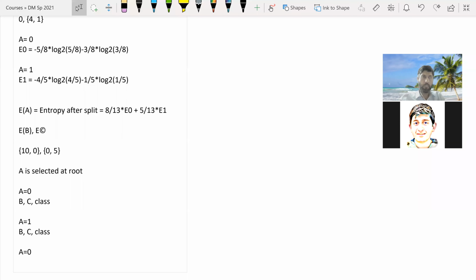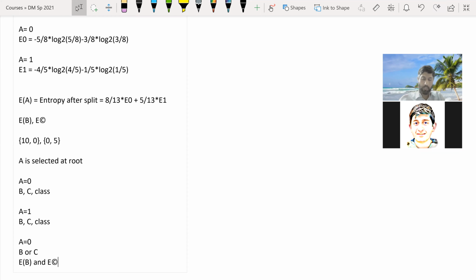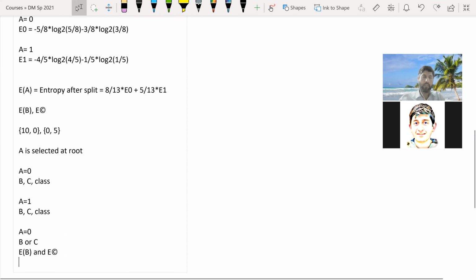मेरे पास दो ऑप्शंस हैं, B और C. So again, I will compute after the split at this level of this data set. I will compute E, B, and I will compute E, C. So again, based on which one is smaller, I will select that. Let's say I say कि C select हो गया.